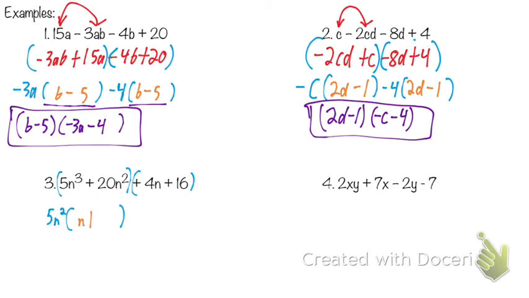Okay, n plus 4. Very good. Now, do n and 4 have anything in common? No. Okay, so now we turn our attention to the second set of parentheses. 4n plus 16. Yep, good luck. What do they have in common?